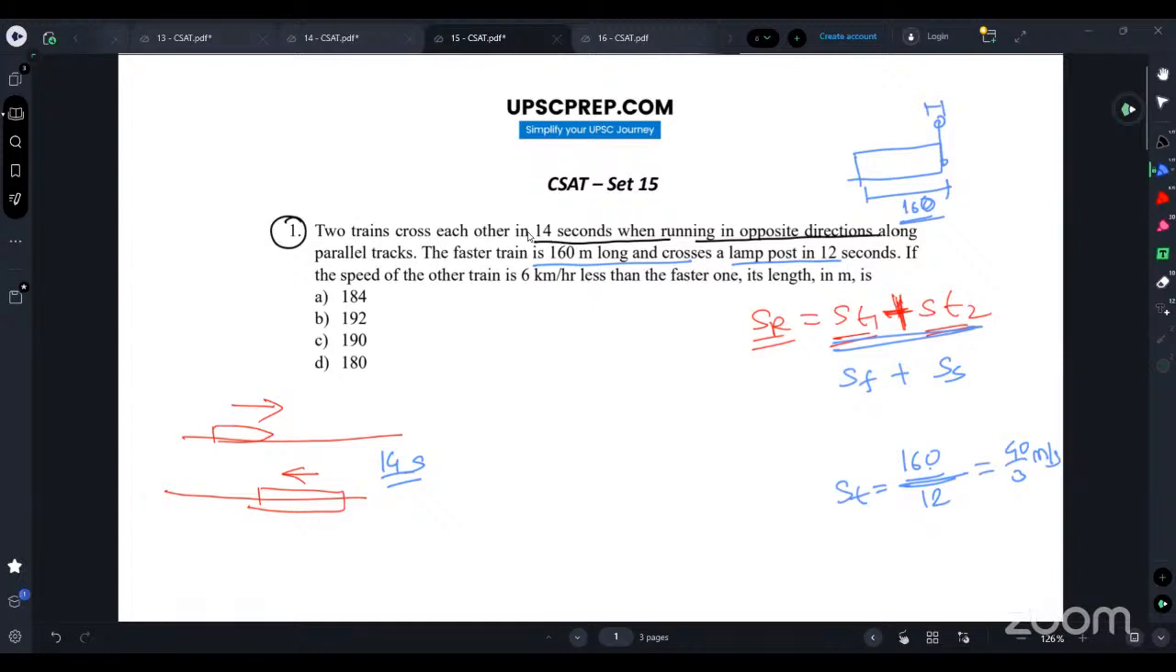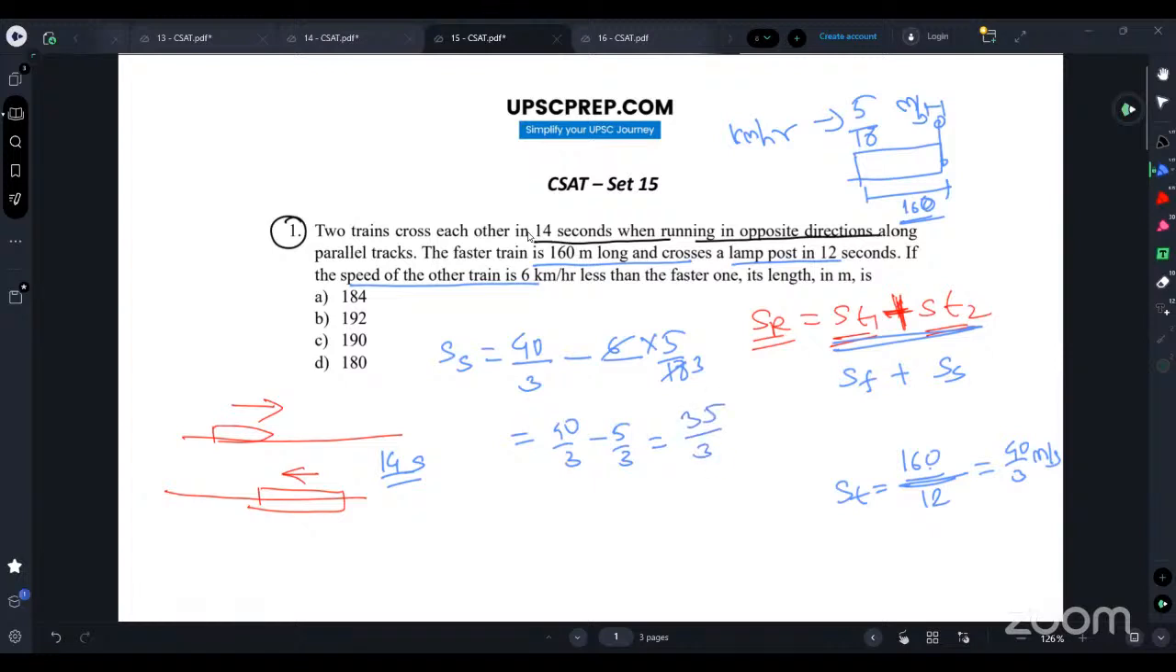Now what they are saying is that the speed of the slow train is 6 kilometers per hour lesser than the faster train. So the faster train's speed is 40 by 3 meters per second, and it is 6 kilometers per hour lesser for the slower train. So 6 into 5 by 18. This is the multiplication factor to convert kilometers per hour into meters per second. So you have to multiply by 5 by 18. So this will be 5 by 3. So 40 by 3 minus 5 by 3 will be, is it correct, 35 by 3. Okay, so you have the speed of the slower train as well.